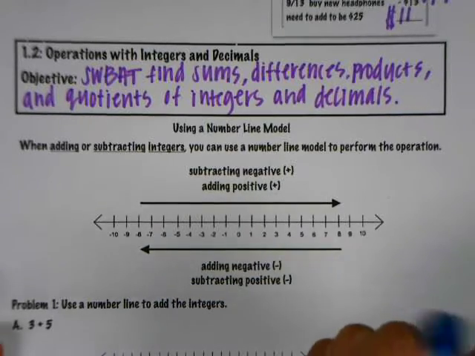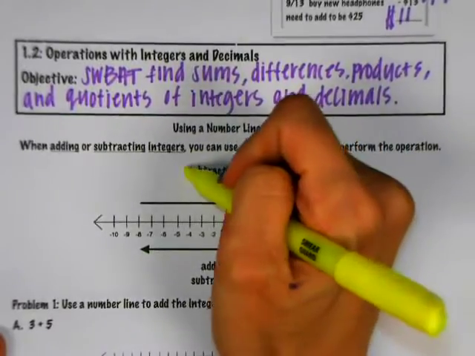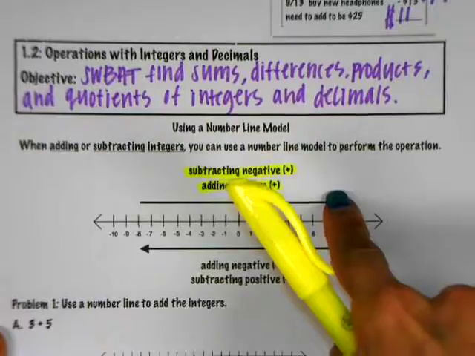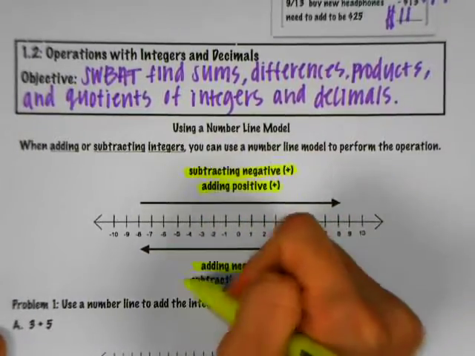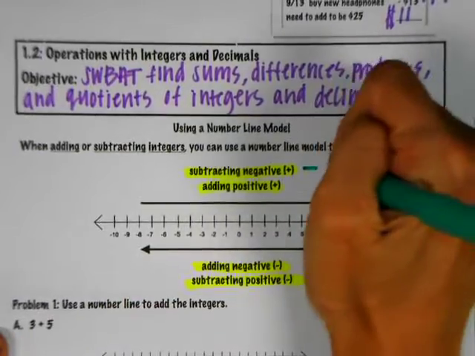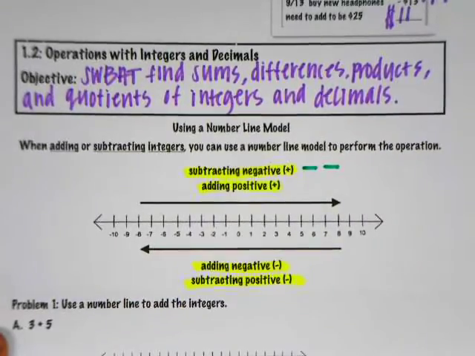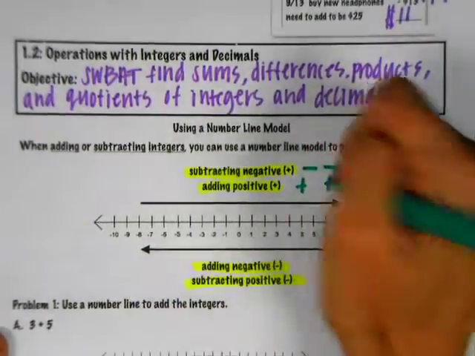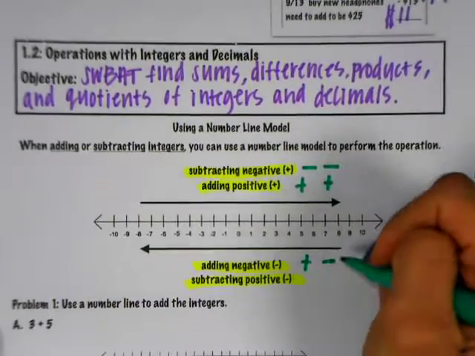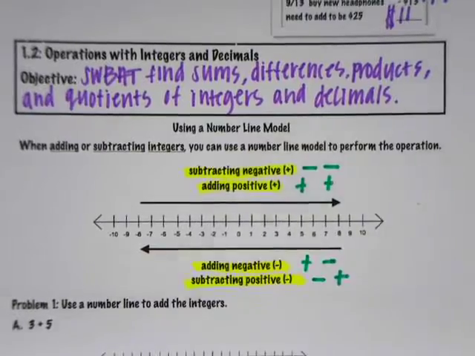But basically, if you have two matching signs, you're always going to move to the right. If you have two different signs, you're moving to the left. So what I mean by that is if you are subtracting a negative number, you're moving to the right. If you're adding a positive number, you're moving to the right. Okay? If you are adding a negative, it's to the left. Subtracting a positive is to the left.